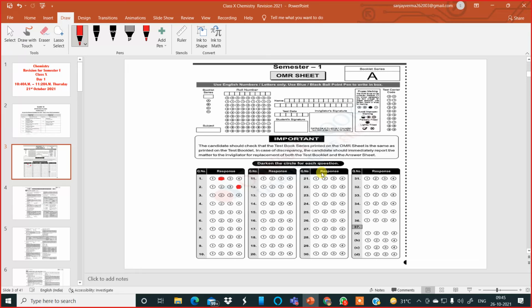Are you getting it? Option number 3. Yes, sir. 1 is correct. So just darken this one. This is how you have to do. It takes less time. Just read the answer. Just darken the correct option. This is an OMR sheet. I think that is clear now.